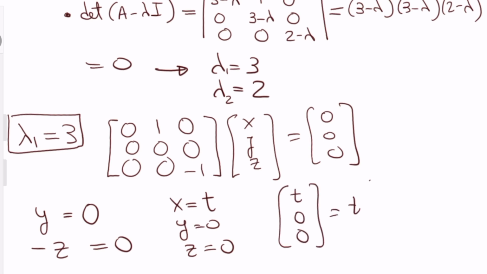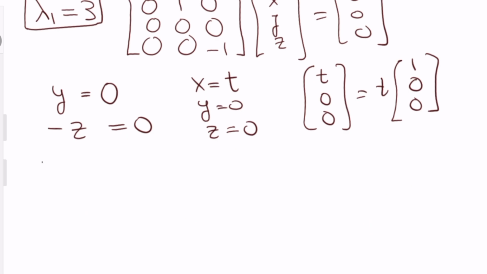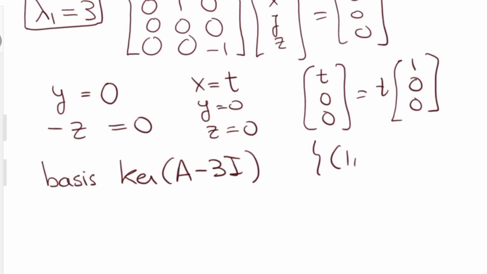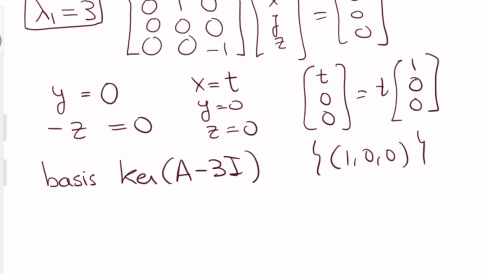Let's take the t as a common factor and we extract the basis this way, and this is the basis of this eigenspace. So we get that the vector (1, 0, 0) is the basis for the first eigenspace. So we got that the basis for the kernel of A minus 3 times the identity is given by the vector (1, 0, 0). Okay, so we finish then the study of the problem for the first eigenspace. So we do the same now for the second one.